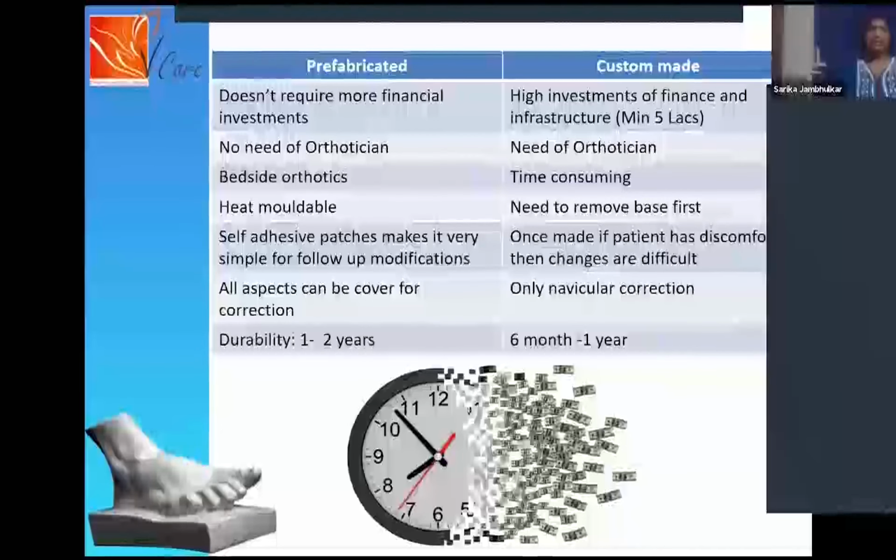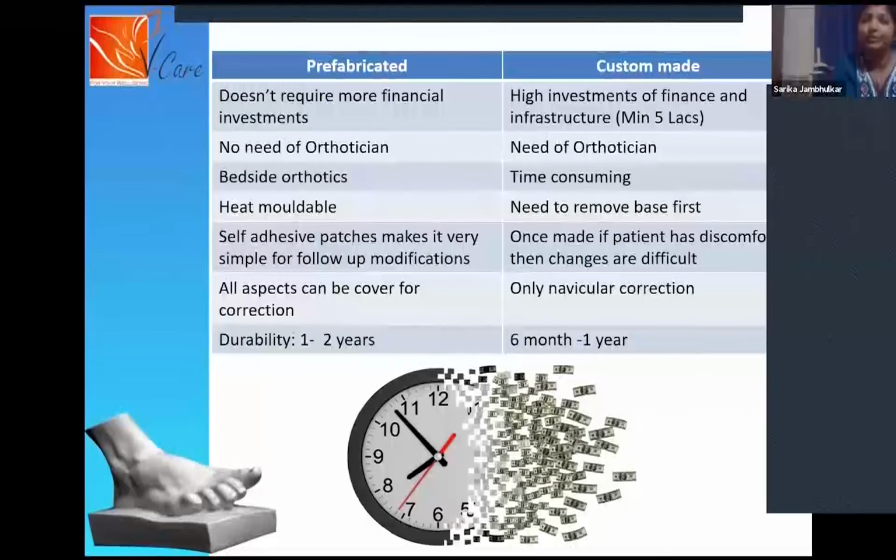Now this is some comparison of prefabricated orthotics. Actually, the thing which we had discussed in the previous slide, prefabricated doesn't require much financial investment. Custom made, you will need a really high investment, which may involve up to 5 lakhs. You will have to have an orthotician who can cast the insole and all. But in prefabricated, by yourself, you can do everything. You don't have to hire any orthotician.